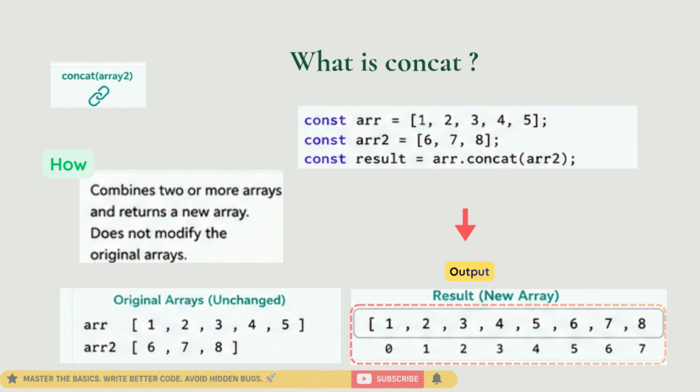What happened? JavaScript took first array, second array, and connected them together. Very important. Concat does not change the original arrays. It creates a brand new array. Think of connecting two toy trains together. Train 1. 1, 2, 3, 4, 5. Train 2. 6, 7, 8. After connecting 1, 2, 3, 4, 5, 6, 7, 8.